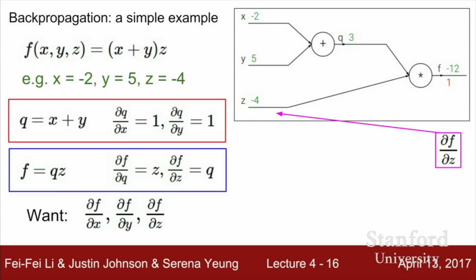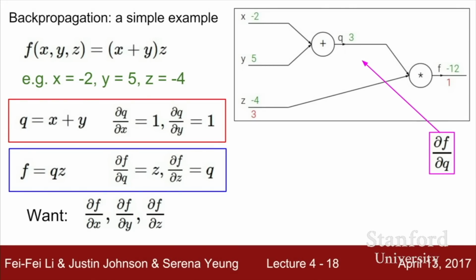So now moving backwards, we want the gradient with respect to z. And we know that df over dz is equal to q. The value of q is just 3. And so we have here df over dz equals 3. Next, if we want to do df over dq, what is the value of that? What is df over dq? Here df over dq is equal to z, and the value of z is -4. So here we have df over dq is equal to -4.